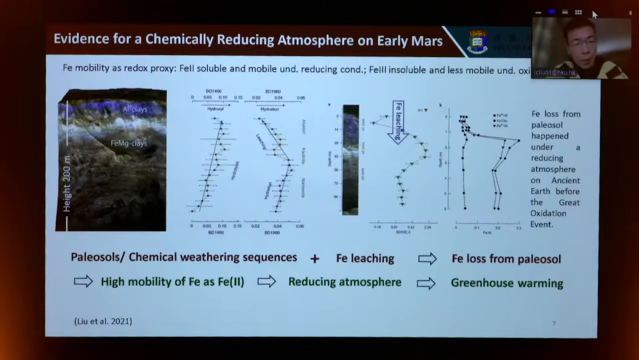So I'm going to use iron mobility to test the reducing warming mechanism. I use iron mobility as a redox proxy because iron 2+ is soluble and mobile under chemically reducing conditions, but iron 3+ is insoluble and less mobile under oxidizing conditions. For example, on early Earth, strong iron loss from paleosols happened under a chemically reducing atmosphere before the Great Oxidation Event. Can we find similar phenomena on Mars?